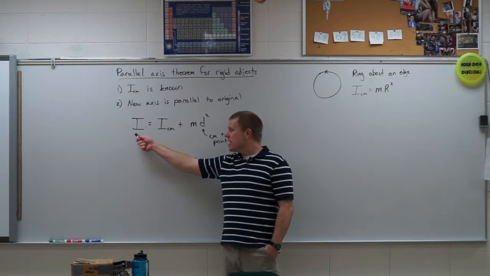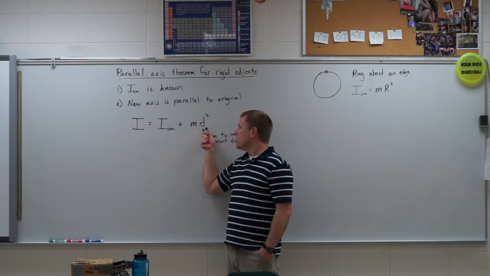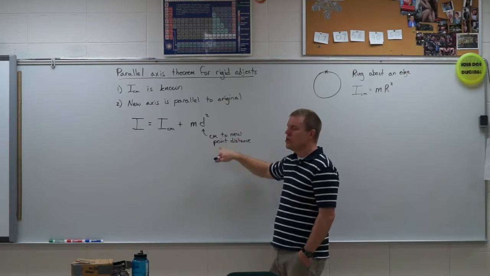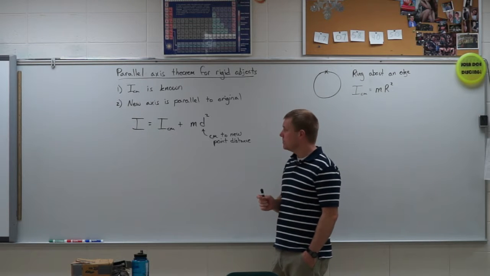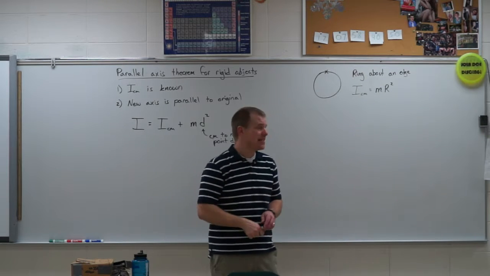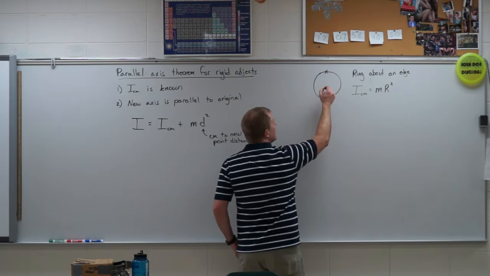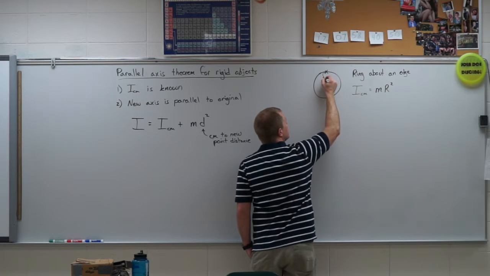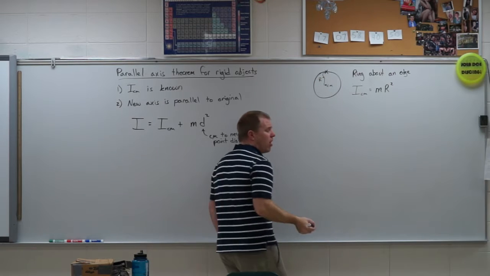This is the theorem. It says I is equal to I_CM plus MD squared, where D is going to be our distance from the center of mass to our new point. So you just need to know what that distance is. For instance here, this was our old center of mass. So this is our distance, and our distance is R in our case.